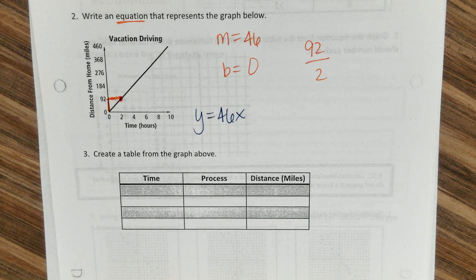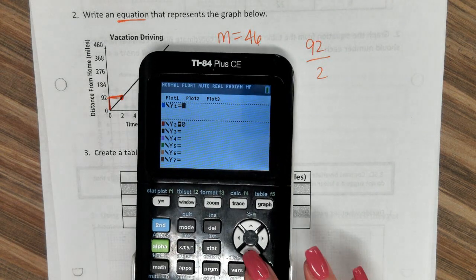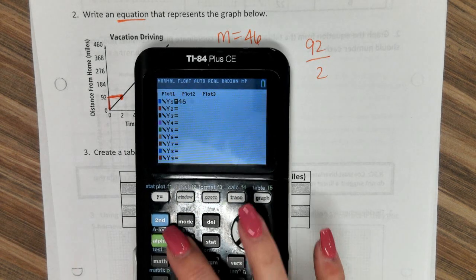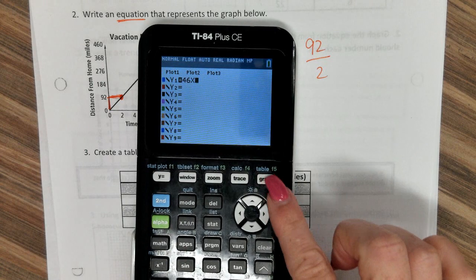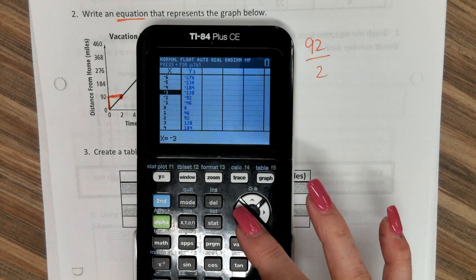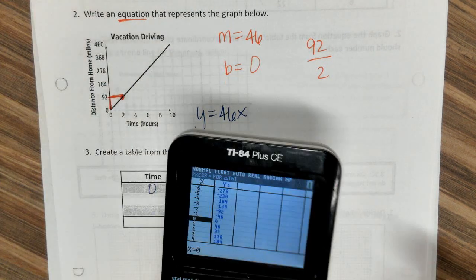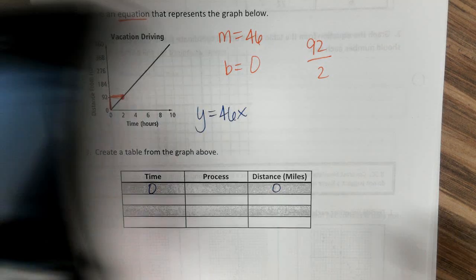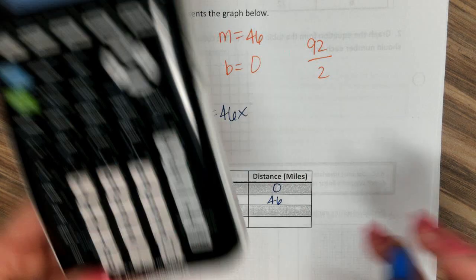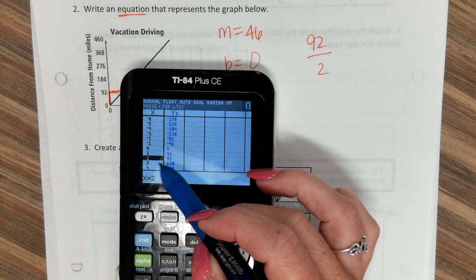Where would I go in my calculator to make a table? No, to make a table. Y equals, I would type in 46x. And now where do you see the word table? Right here. So I go to second graph. And now I could make a table. 0, 0. I don't even need the process. The calculator's doing it for me. 46. What's the next one? 92. And 3, 138.